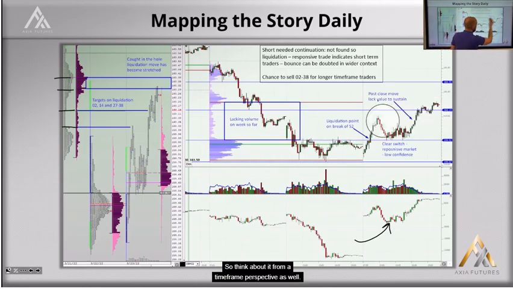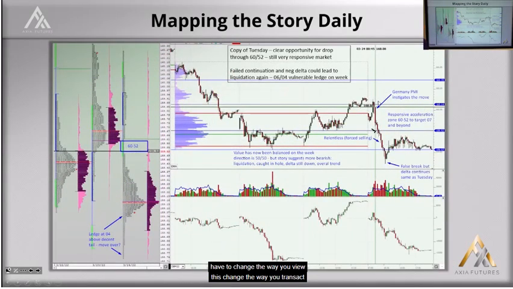So think about it from a time frame perspective as well. If you're a longer time frame trader, you don't need to be active now. But if the market starts to come off, you're going to have to change the way you view this, change the way you transact, change the way you trade. And because we've understood the way the story's built up, for many people, seeing the market open here, they would think, right, well, the caught in the hole trade's gone. Okay, so they forget that.